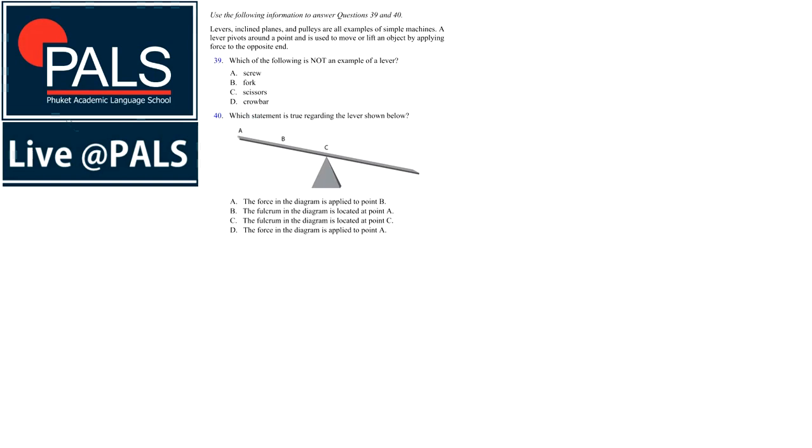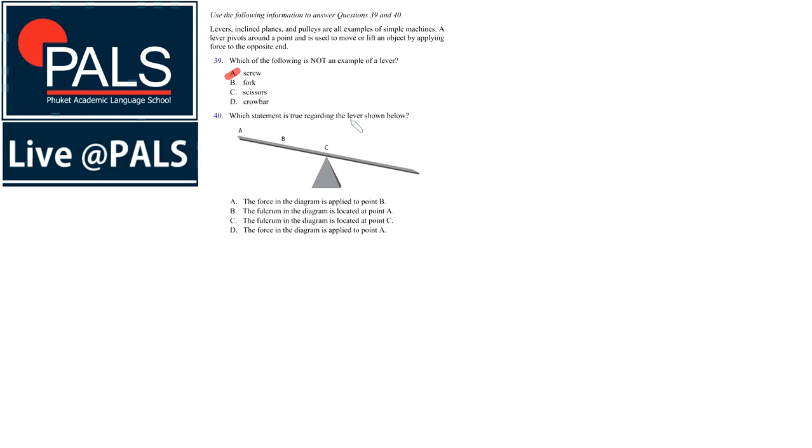And the correct answer here is a screw. So screw is not a lever. All others, the fork, the scissors, the crowbar, they are used to move or lift an object by applying a force to the opposite end. The screw does not do that.